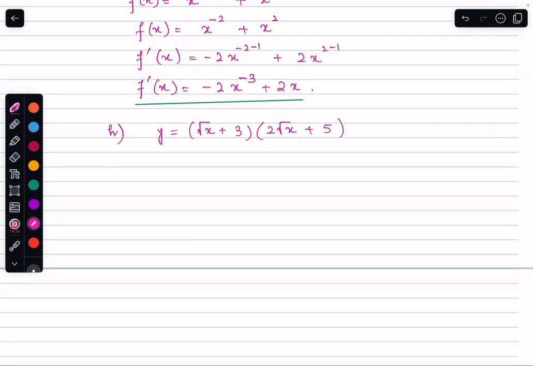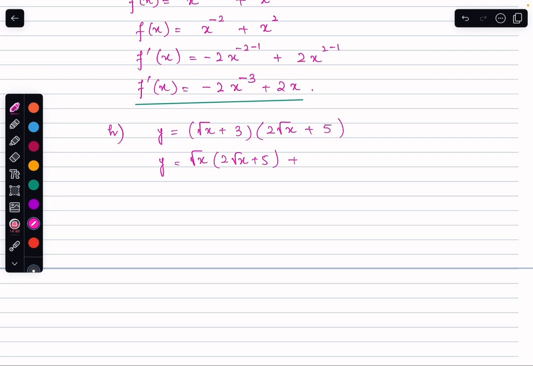y is equal to square root of x plus 3, times 2 square root of x plus 5. So here I can see the two radicals. Even with radicals, we can differentiate the function very easily. It should be square root of x times 2 square root of x plus 5. I need a simple equation for this.